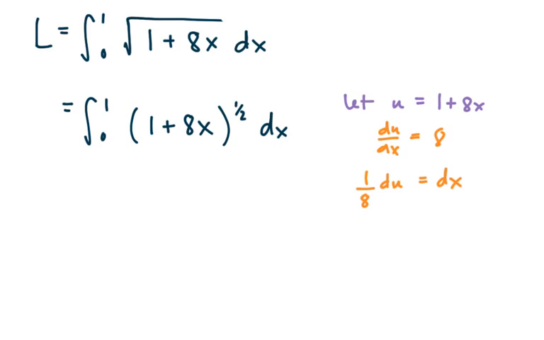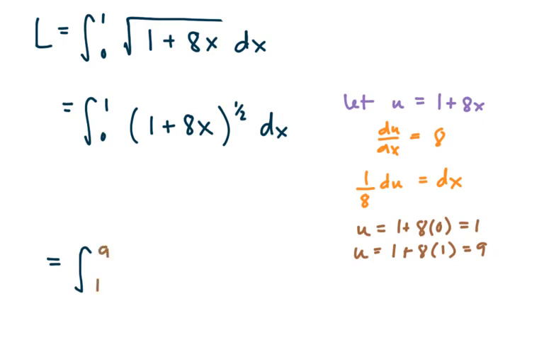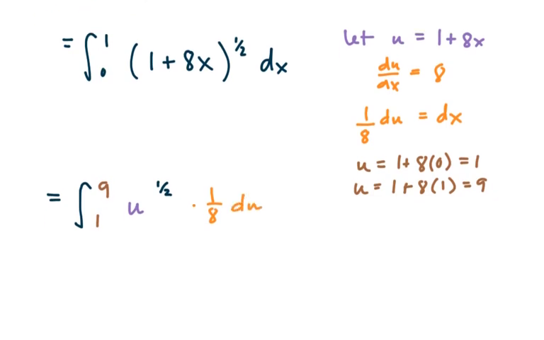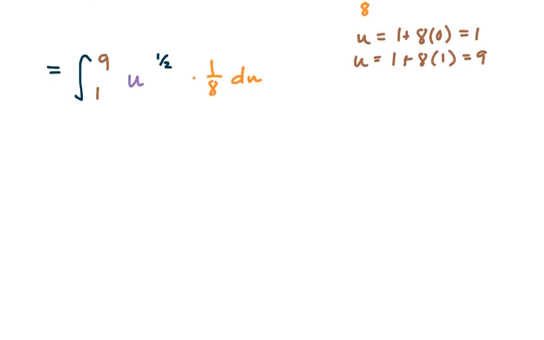So since u is equal to 1 plus 8x, if I plug in 0, 1 plus 8 times 0, that gives me 1, and then u equals 1 plus 8 times 1 gives me 9. So this integral becomes now the integral from 1 to 9, u to the 1/2 power, and dx is 1/8 du. So this is pretty easy for us to now integrate using the power rule.